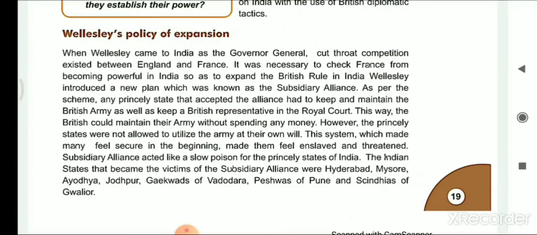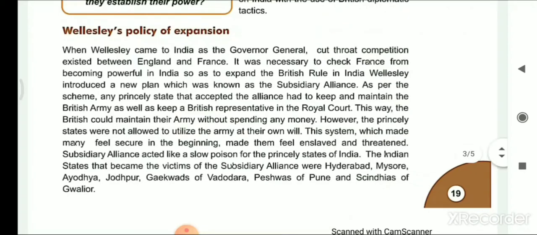That means they have to provide each and every basic necessity to the British army which they provide to their own forces, and also they have to keep the British representative in the royal court whenever they are making any changes in the rules or the systems of the particular state. This way, the British could maintain their army without spending any money. So, the British should not spend any single rupee in order to maintain their army.